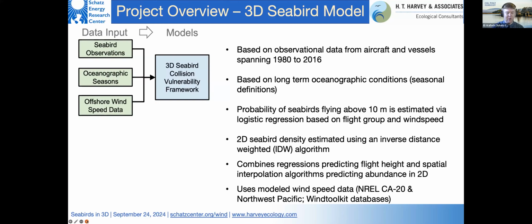Logistic regressions estimate the probability for different seabird species to fly over 10 meters above the sea based on flight group and wind speed. And an inverse distance weighted algorithm is used to generate density estimates in 2D. The inputs to this model are seabird observations, which include surveys from both ships and aircraft spanning the last 40 years. Another key input is long-term oceanographic covariates from remote sensing, and simulated wind speed data, specifically the NREL, California 20, and Northwest Pacific Wind Toolkit databases.